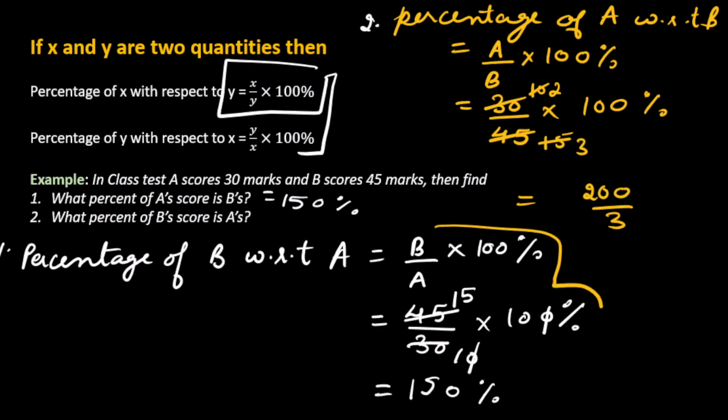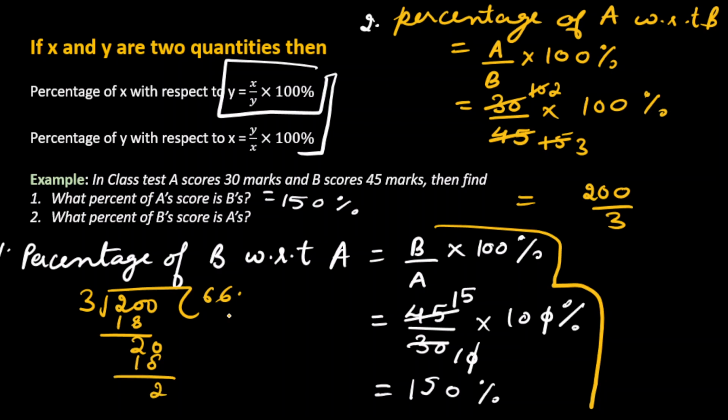On dividing, let's check what we will get. 200 divided by 3. 3 into 6 is 18, again 3 into 6 is 18, so we'll put a decimal here. Again 3 into 6 is 18, and the 6 will continue. So we can write it as 66.6%.